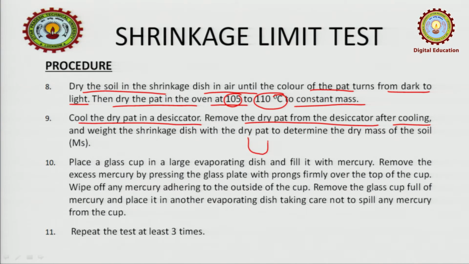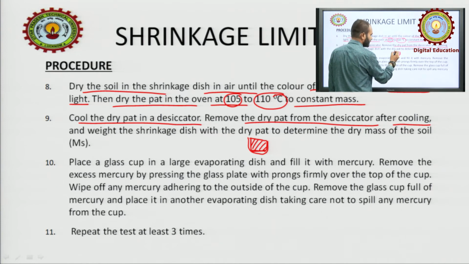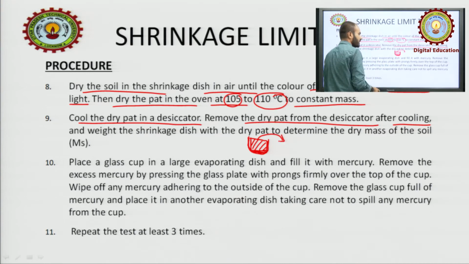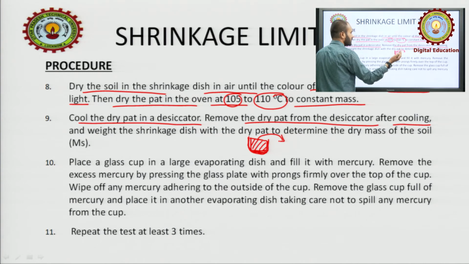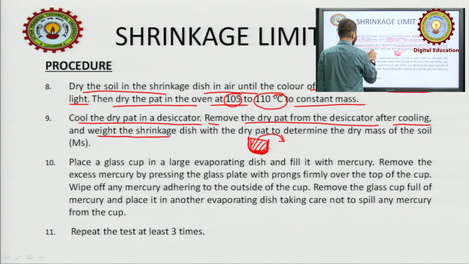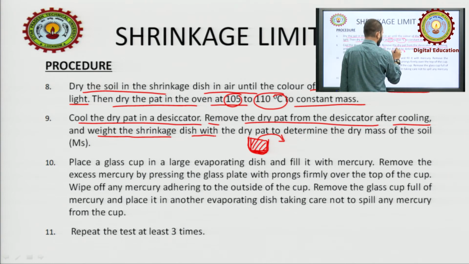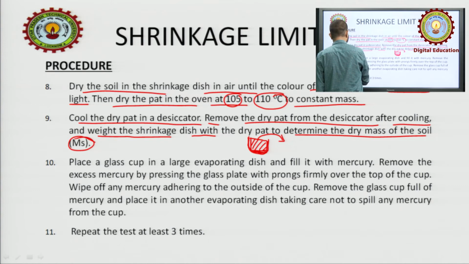Suppose this is your shrinkage dish and this is the soil. Once it is dried, it will be easily removable. Why? Because if you remember, we had applied grease or Vaseline here, so it will easily come out. We will take the whole mass out. Weigh the shrinkage dish with the dry pat to determine the dry mass, Ms.